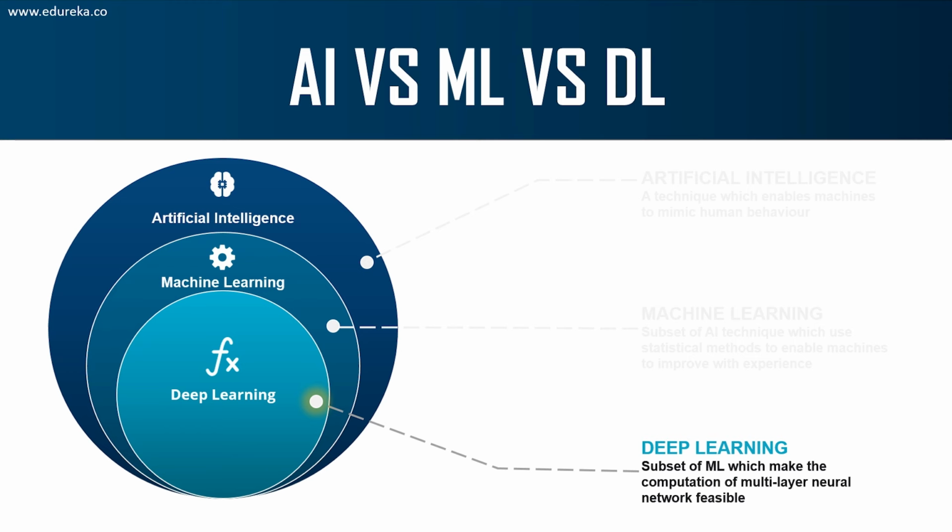Also, a lot of you might be confused about data science. Data science is an umbrella term. Data science basically means to derive useful insights from data. So data science actually uses AI, machine learning, and deep learning. It implements all of these three technologies in order to derive useful insights from data.